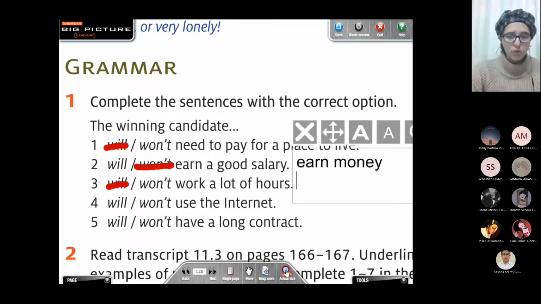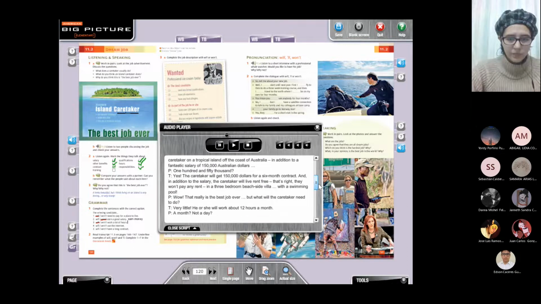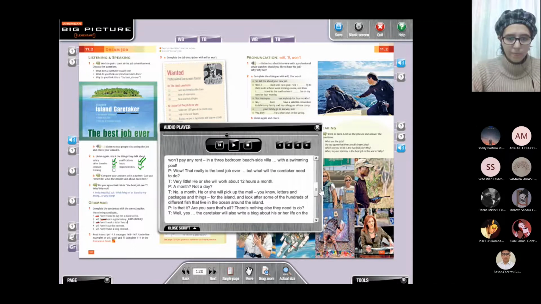Yes, here we are. That really is the best job ever, but what will the caretaker need to do? Very little, right? Almost anything. He or she will work about 12 hours a month. So imagine working that amount of hours per month, not per day, not per week, per month. Only 12 hours. That's the best job ever. Very little, right?